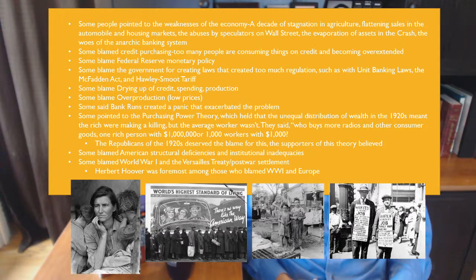This theory held that unequal distribution of wealth in the 1920s meant the rich were making a killing, but the average worker wasn't. People that believe in this theory said, who buys more radios and other consumer goods? One person with $1 million or 1,000 workers with $1,000 each. These people tend to blame the Republicans of the 1920s. They deserve blame for focusing on business and not workers.